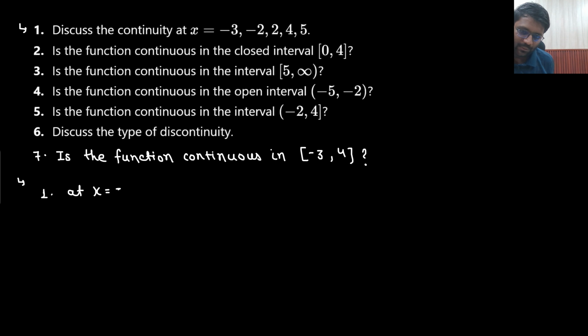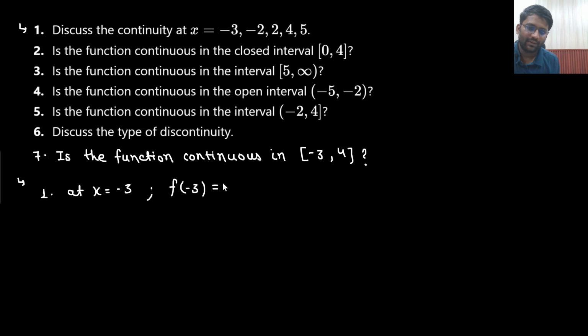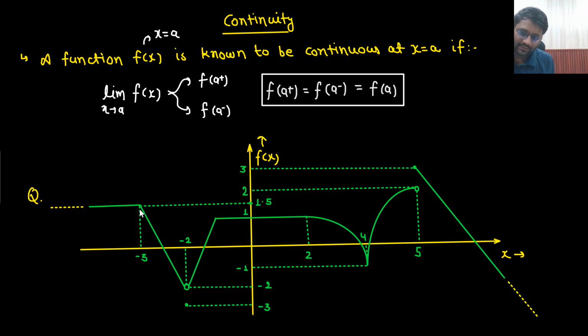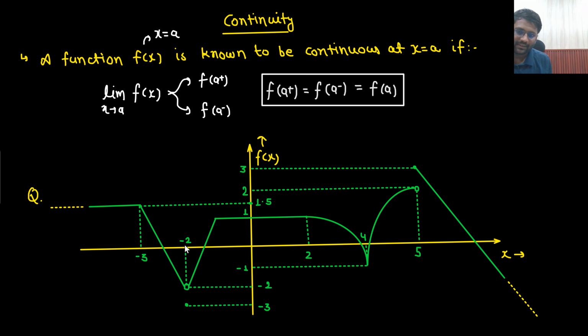So let me know the values. What is the value of f(-3)? The value is 1.5. Then let me know the value of f(-3+). Minus 3 plus means just ahead of minus 3. So the value is nearly 1.5 only. And what is the value of f(-3-)? Just before minus 3, the value is 1.5 only.